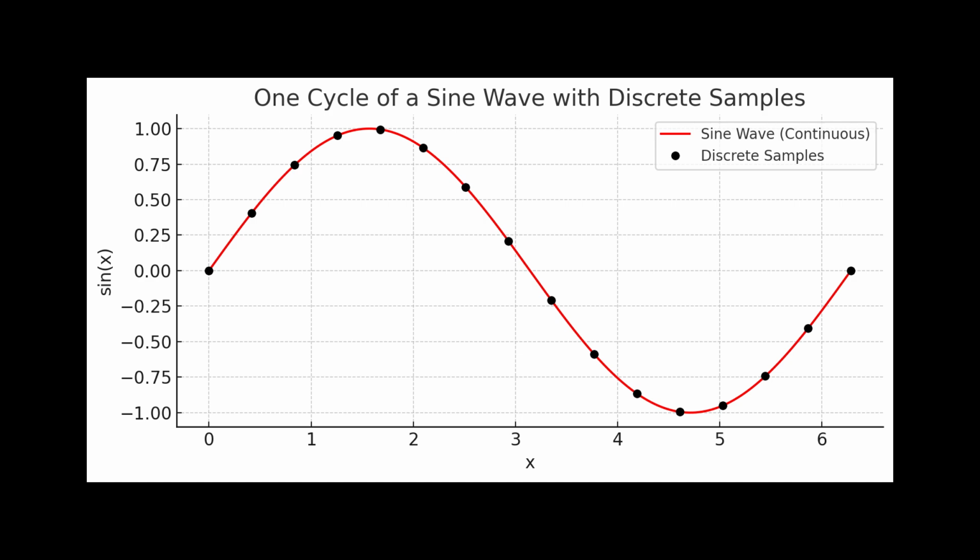So let's now look at the black dots. These are discrete samples. And if you'll notice here that these are not continuous, and we will see a bit later in our video today that some of these dots don't fall exactly on the red line.